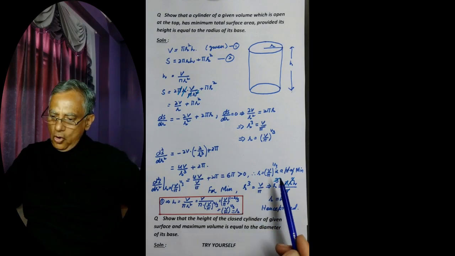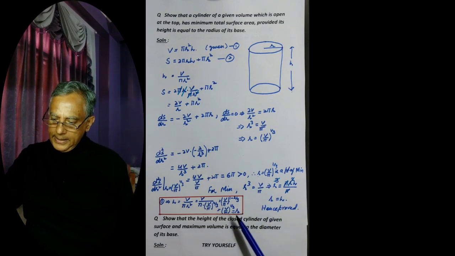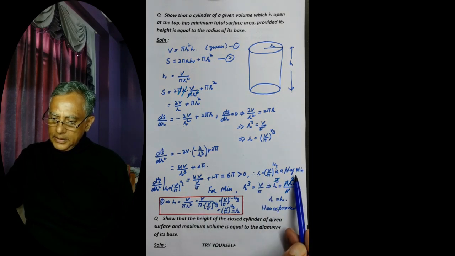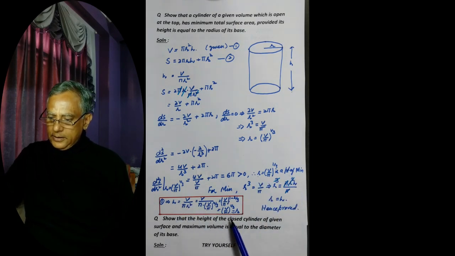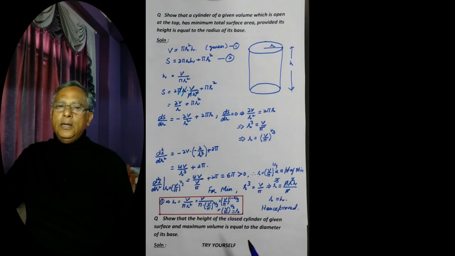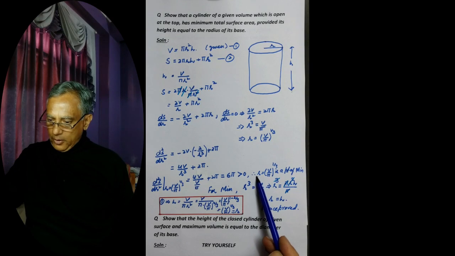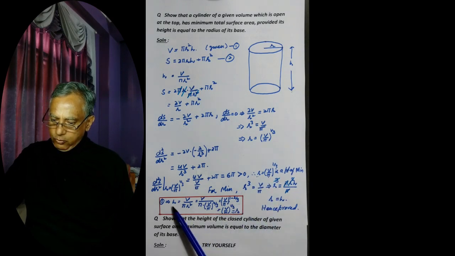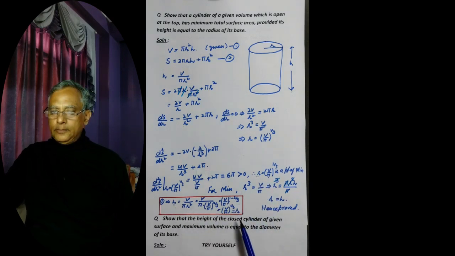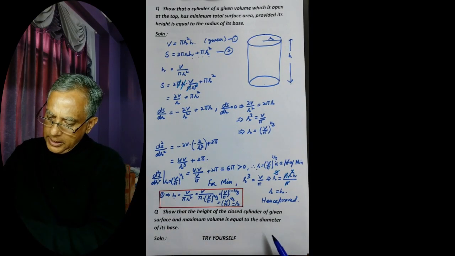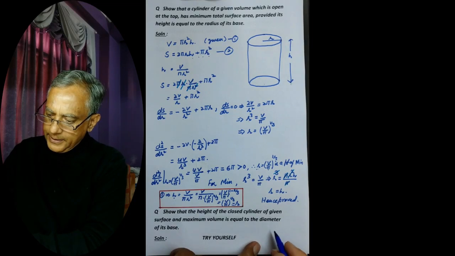You can also prove that radius is equal to height using this. For minimum, r is this much, and height will be then equal to this, which is equal to radius. Either you proceed in this manner, or for minimum r is this much, and for minimum h will be this much. Now next question is, show that the height of the closed cylinder of given surface area.